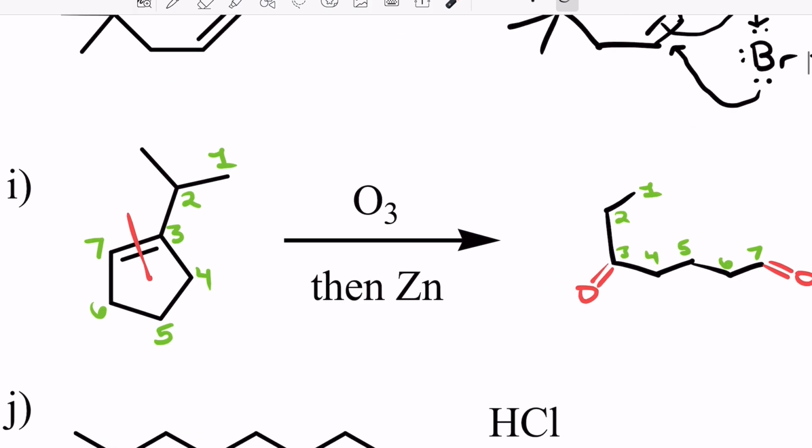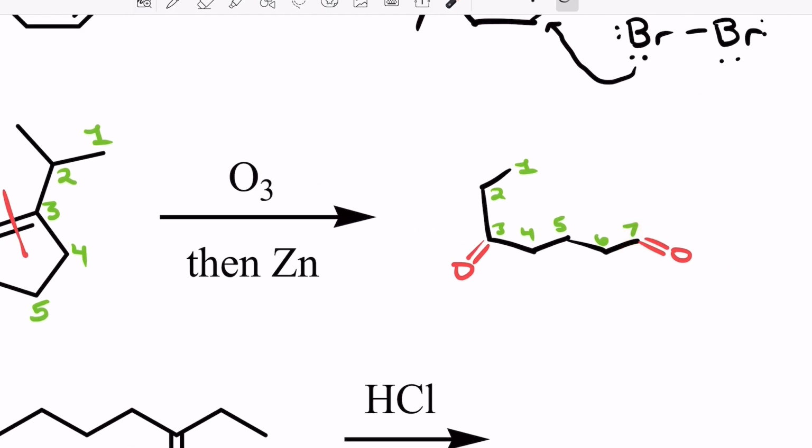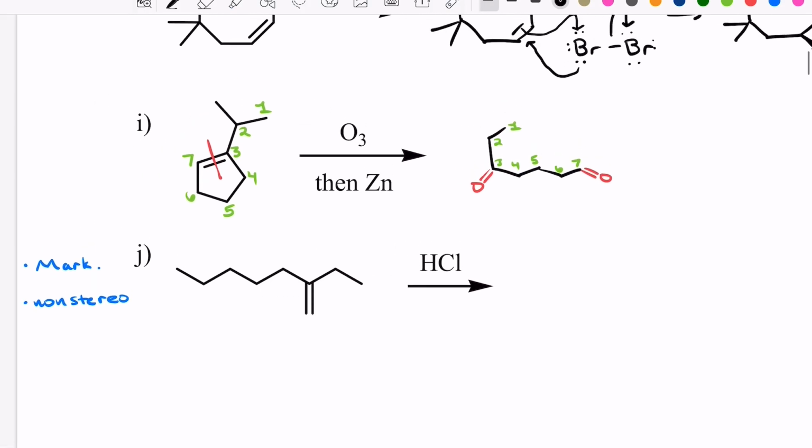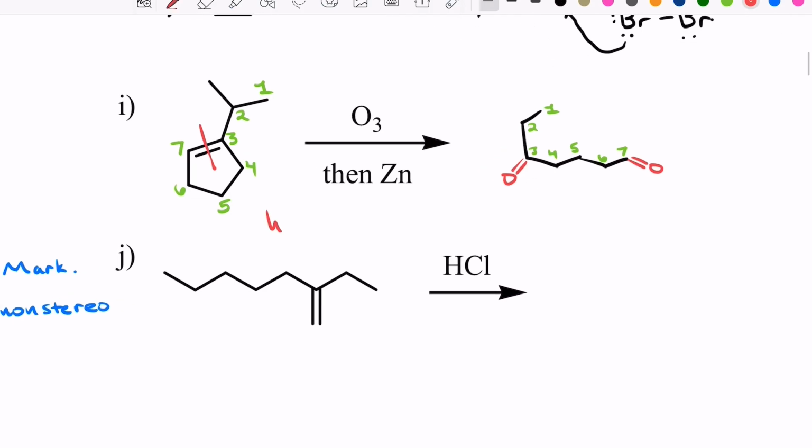So what I mean is 3 carbon over here has a carbonyl. 7 carbon over here has a carbonyl. And that's it. Letter J. HCl with our structure right here. I believe the name of this is, let me see, hydrohalogenation. Hydrohalogenation.